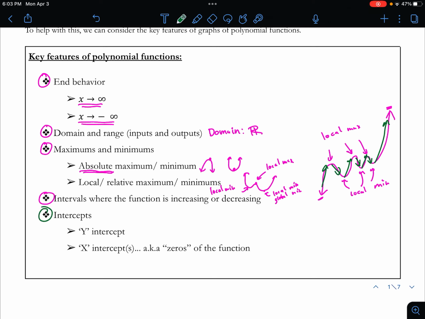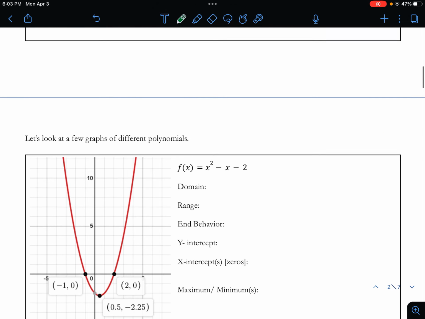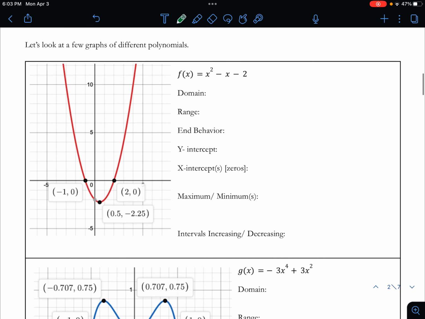And then the really important one here is the intercepts. And for our purposes, between end behavior and intercepts, that's really how we can sketch our functions. So the x-intercepts are really, really important, and then the y-intercept gives us another point to work with. So let's take a look here. First, we're just going to take a look at some graphs and try to describe them.